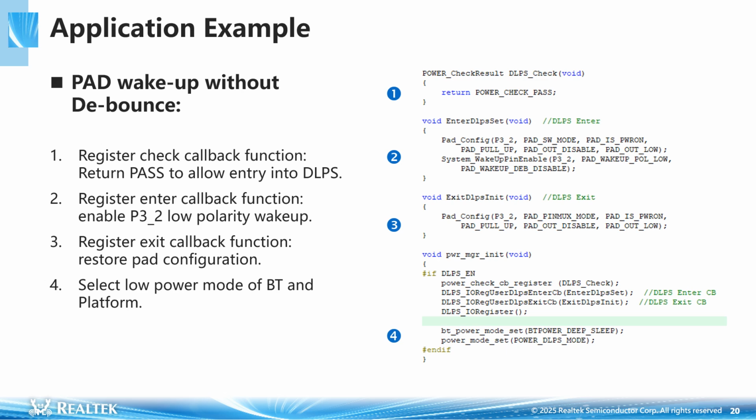This is an application example that configures a pad wake-up event without debounce. 1. Register a check callback function, which returns pass to allow entry into DLPS. 2. Register an enter callback function, which enables P3_2 low polarity wake-up. 3. Register an exit callback function, which restores the pad configuration. 4. Select the low power mode for BT and the platform. Set the BT power mode to DSM and the platform power mode to DLPS.